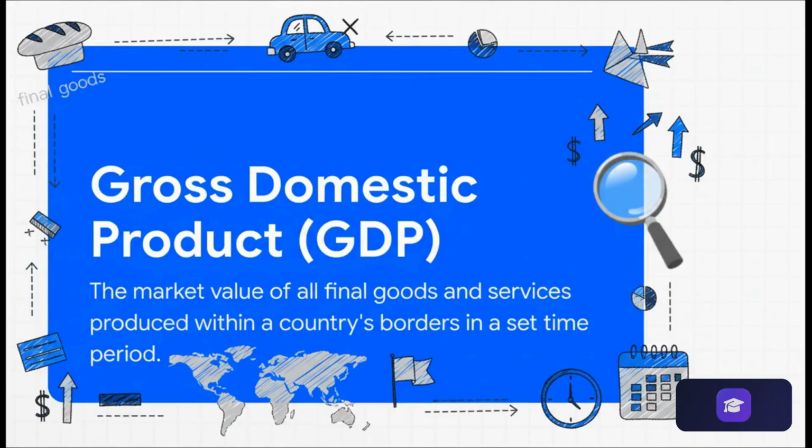So let's get a crystal clear definition of what that actually means. Our textbook defines it as the total market value of all final goods and services produced within a country's borders in a specific time period. Now, there are a couple of really key words in there. Final is crucial. It means we count the finished car, but not the steel or the tires that went into it. That avoids double counting. And domestic means it only counts stuff made inside the country's physical borders.